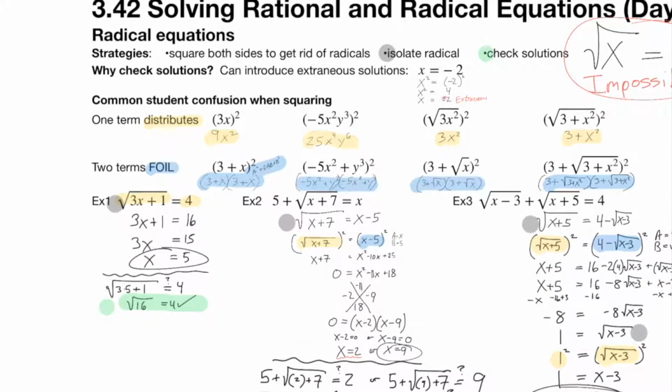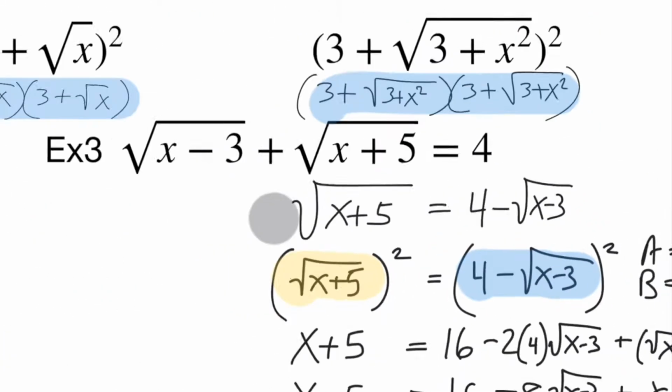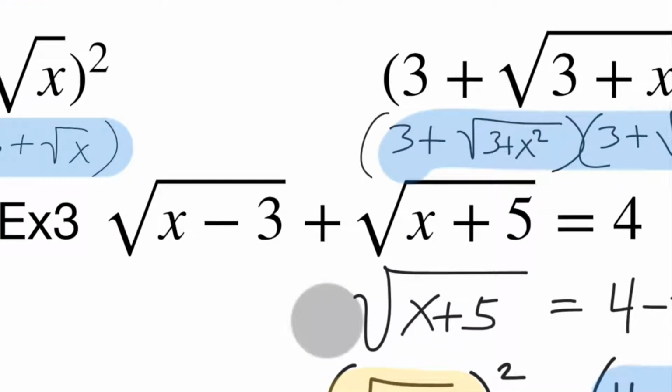So for example, here, at the very beginning of this, you'll see that there are two radicals next to each other. Well, if you get one of them all by itself on one side of the equation, then that'll be a lot easier to take care of.